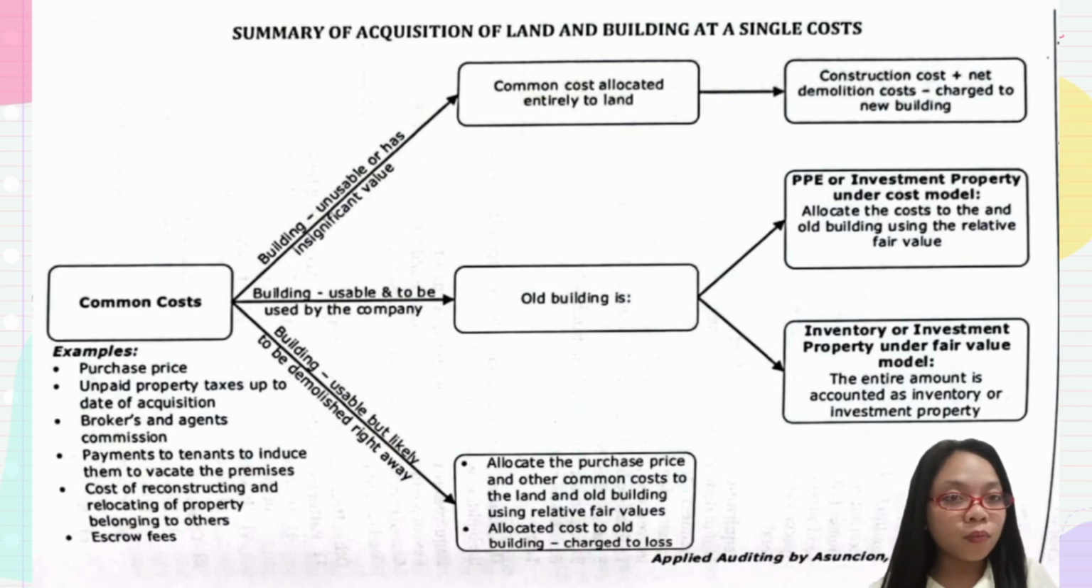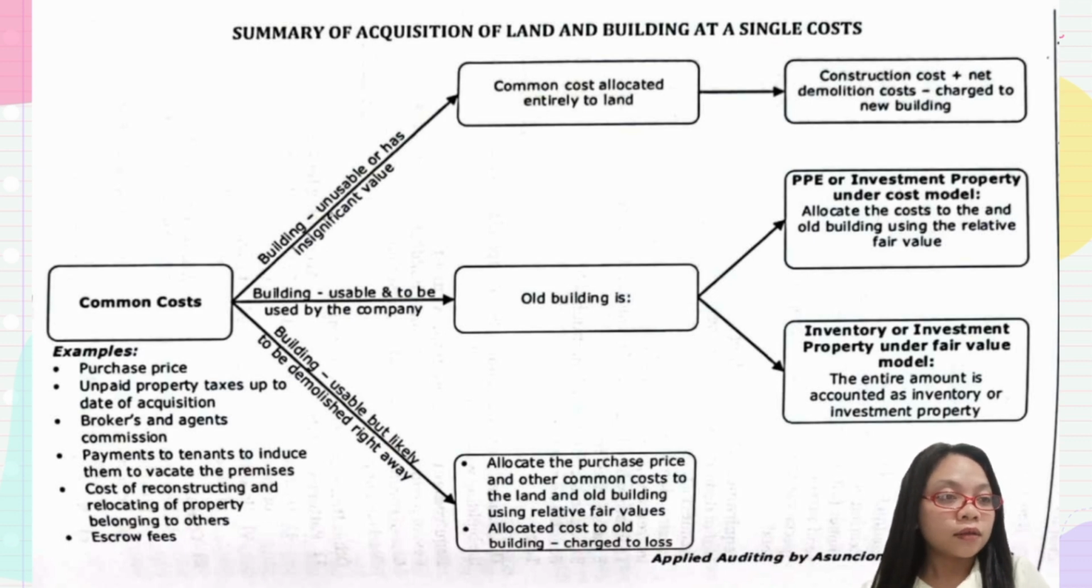If the building is unusable or has insignificant value, the common cost will be allocated solely or entirely to land. So, if the common cost is allocated entirely to land, then there is the construction of the new building. The solution for the net construction cost is construction cost plus net demolition cost minus charge to new building. Now, the treatment of common cost if the building is usable and to be used by the company.